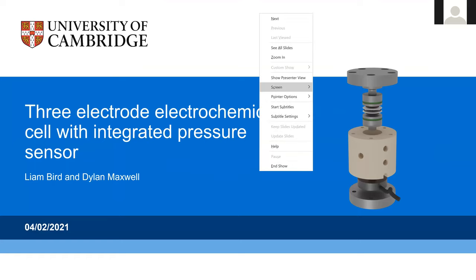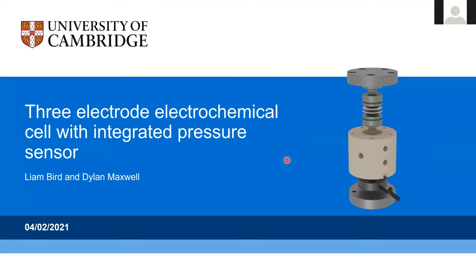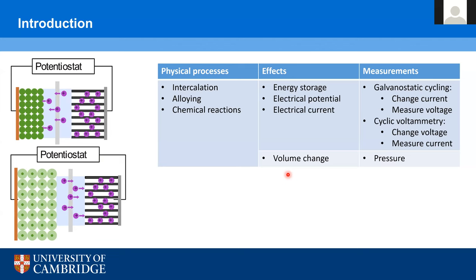So we're here to talk about our project on designing, fabricating and testing a three-electrode electrochemical cell with an integrated pressure sensor. A little bit of introduction: an electrochemical cell is the main characterization tool or technique that we use to characterize lithium ion or other battery systems, lithium sulfur included.